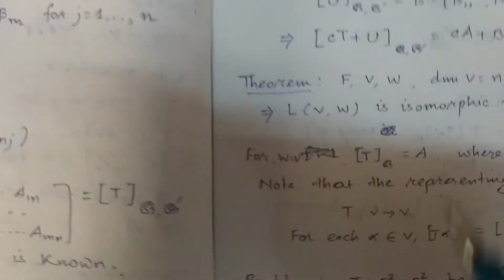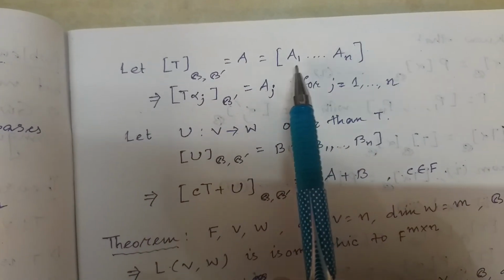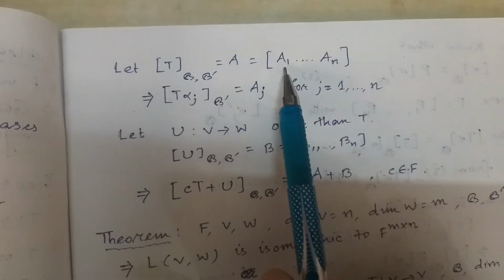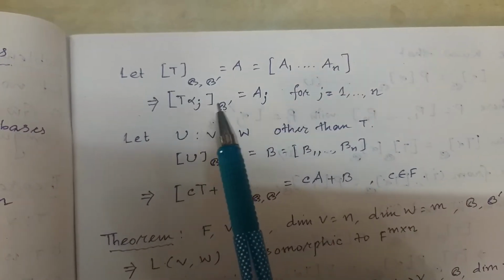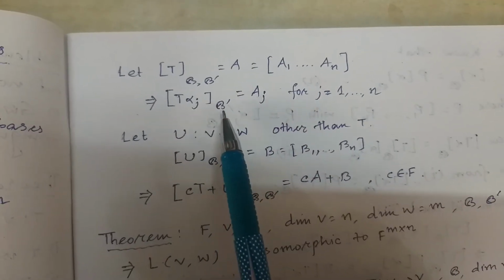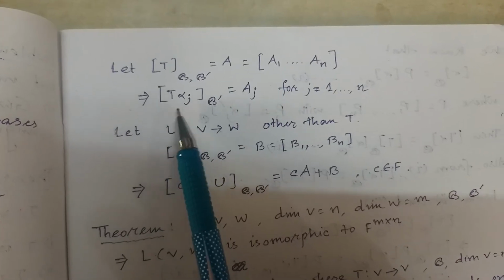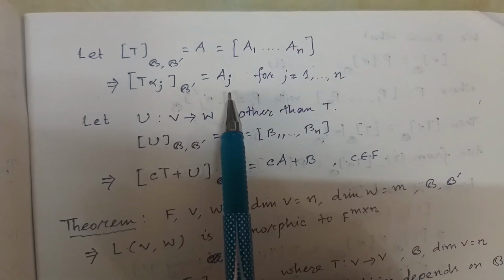Next, let the matrix of T with respect to B and B dash be A, whose column vectors are capital A1 dot dot capital An. Then capital A1 is the coordinate, the first coordinate of T alpha 1, with respect to B dash. Similarly, in general, the coordinate of T alpha j with respect to B dash equals Aj.